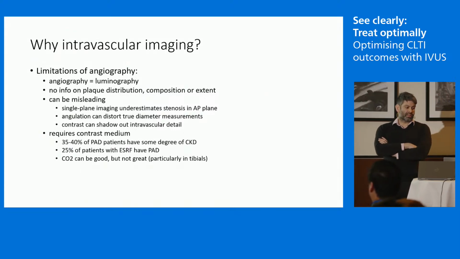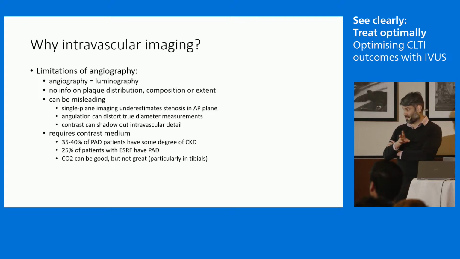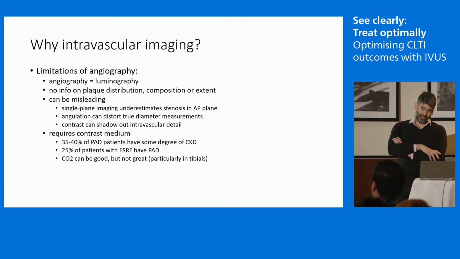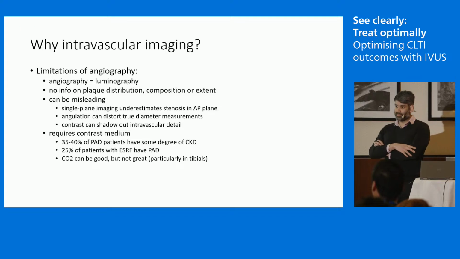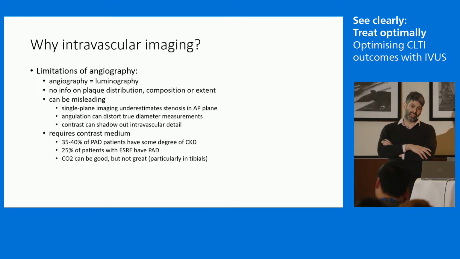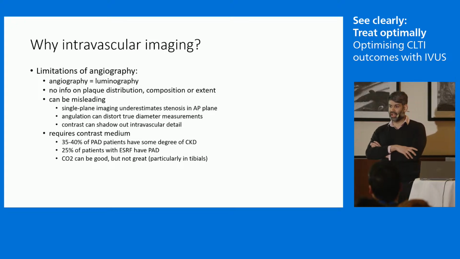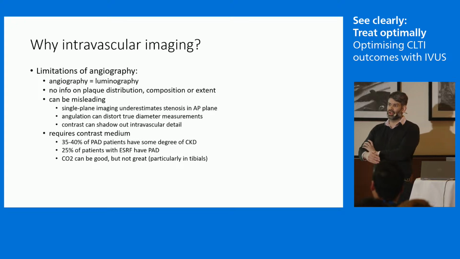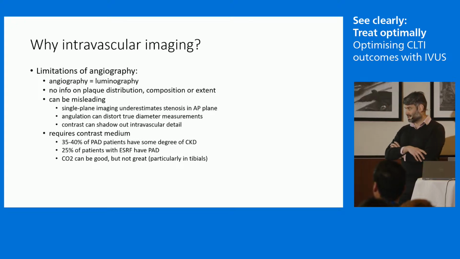Coming on to contrast, it's important to remember that maybe up to 40% of patients with peripheral arterial disease will have some degree of CKD, and crucially, 25% of patients with end-stage renal failure will have clinically evident peripheral arterial disease. We've used carbon dioxide angiography for a long time. We've tried and tried and tried to make it work. It can be good with some of the newer injector equipment, but it's not great, particularly in the tibials. We constantly find that we're making technical steps to try and get the image better and still finding that we're not getting all the information that we need to deliver effective treatment.